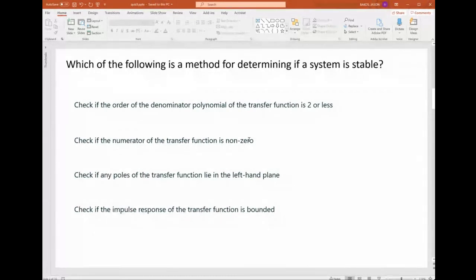The correct answer is check if the impulse response of the transfer function is bounded, meaning that the function doesn't go to infinity as you increase t. So that third option is very close, but it's not exactly right. If I had said check if all the poles of the transfer function lie in the left-hand plane, then it would have been correct. The difference there is the word any versus all.